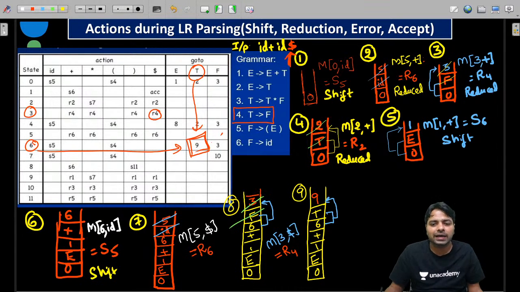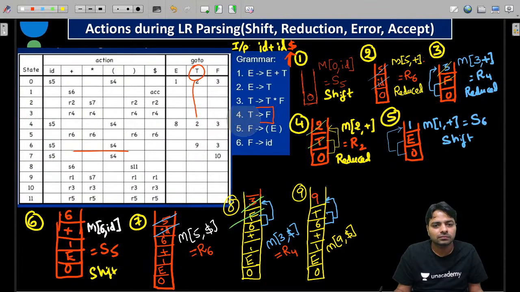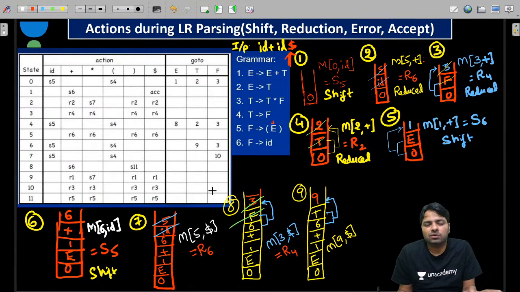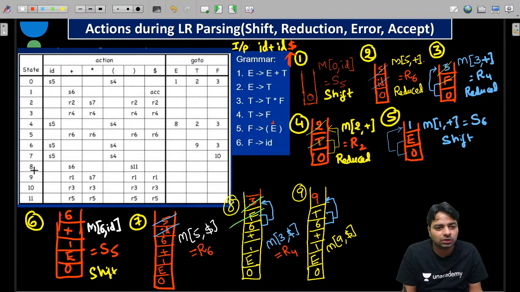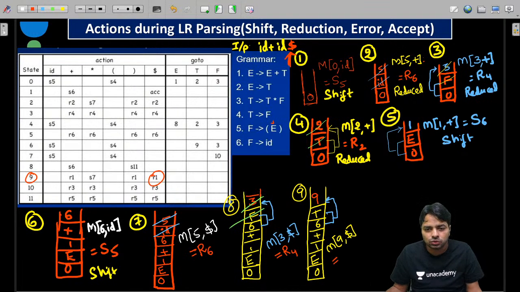Now we have to look at again M of 9 comma dollar. Quick. Look at how much time it takes, but this kind of algorithm may not be asked in competitive exams, but in interviews they may ask. 9 comma dollar is R1. So I'm going to do R1. What is R1? Production number 1.